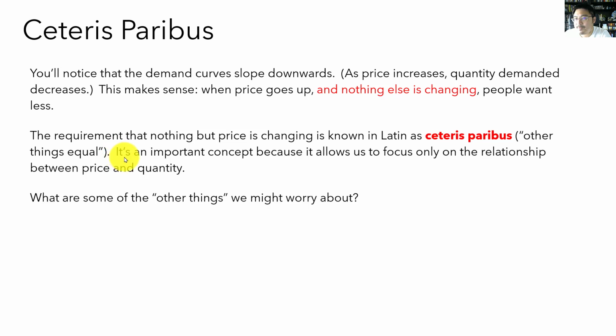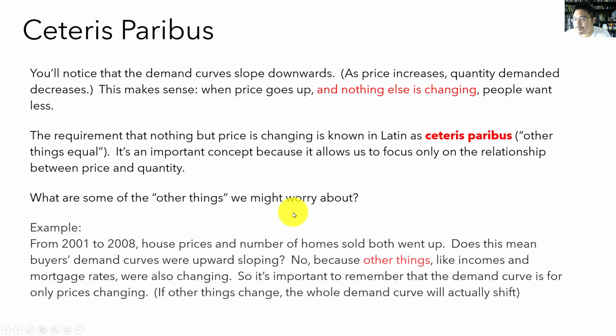And Ceteris Paribus is an important concept because it allows us, when we're talking about demand curves and supply curves, to focus only on the relationship between price and quantity, right? Leaving out the effect of other things, right? And so what are some of the other things that we might worry about? And why is it important that we focus only on the relation between price and quantity when other things are held constant? And so let me just give you an example, right?